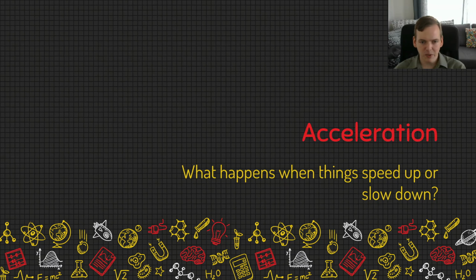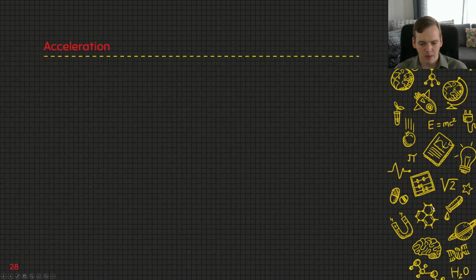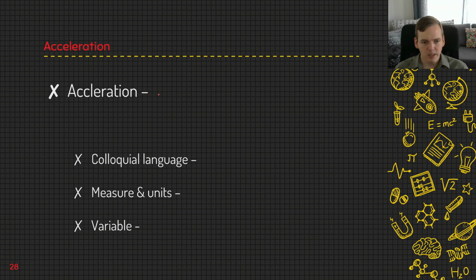As you've probably experienced in your daily life, things can speed up, things can slow down, and that's where we're going to start talking about this idea of acceleration. So acceleration is defined as the rate of change of velocity with respect to time. This means it is also a vector.